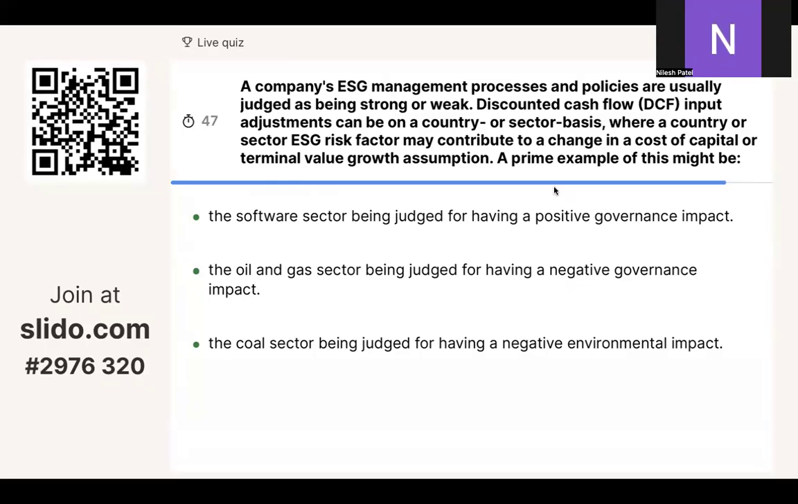Companies' ESG management processes and policies are usually judged as being strong or weak. Discounted cash flow input adjustment can be on a country or sector basis, where a country or sector ESG risk factor may contribute to a change in a cost of capital or terminal value growth assumption. A prime example of this might be the software sector being judged for having a positive governance impact, the oil and gas sector being judged for having a negative governance impact, the coal sector being judged for having a negative environmental impact. I think it is the third.